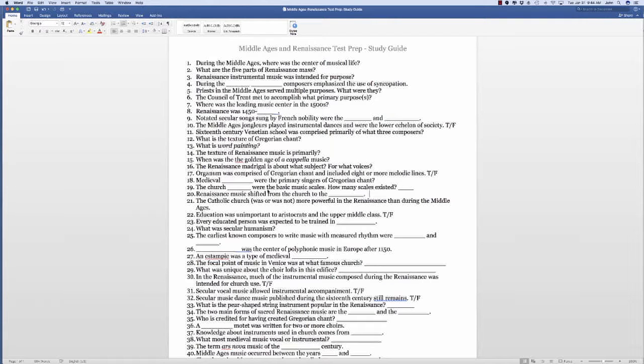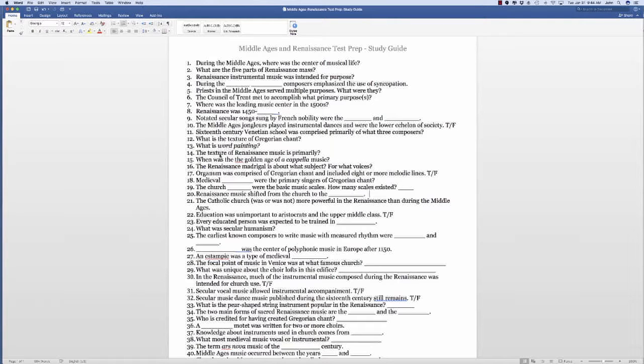Number 4, during the blank blank, composers emphasized the use of syncopation. Well, syncopation is an advanced rhythmic technique that is an offbeat feel. And so this was something that was new. And we know that during our discussion, we talked about the ars antiqua, which antique would be old. This would be the ars nova. It is the new, where syncopation is an offbeat pattern.